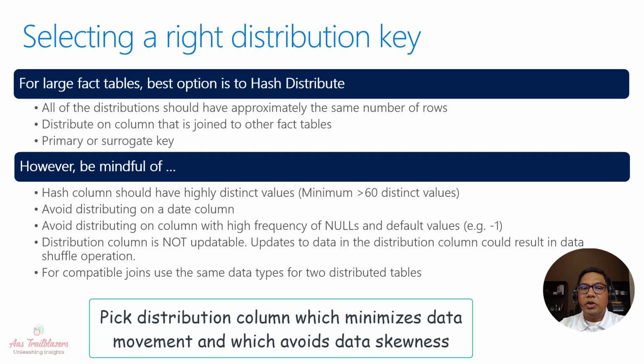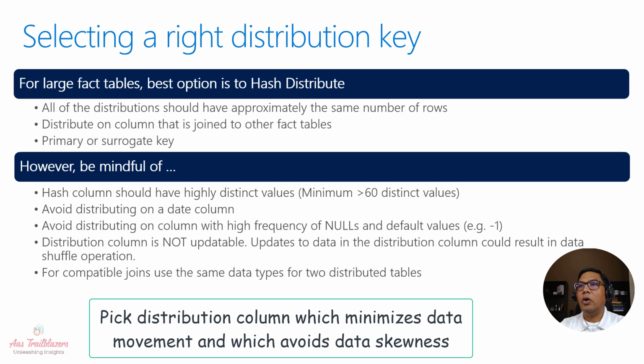And know that a distribution column is not updatable. Updates to data in the distribution column could result in a data shuffle operation. For compatible joins, use the same data types for two distributed tables, right? We saw that in the example earlier. We had two tables, and both of these tables are distributed on product key, so that is the value being used to do the join between these two tables.